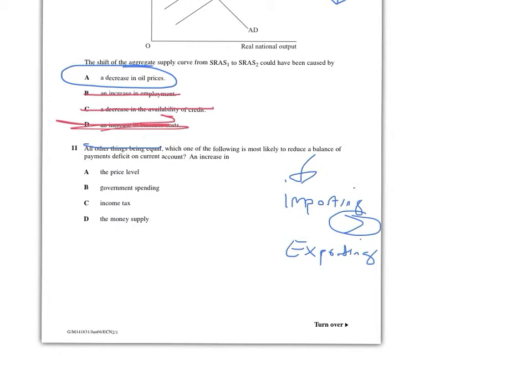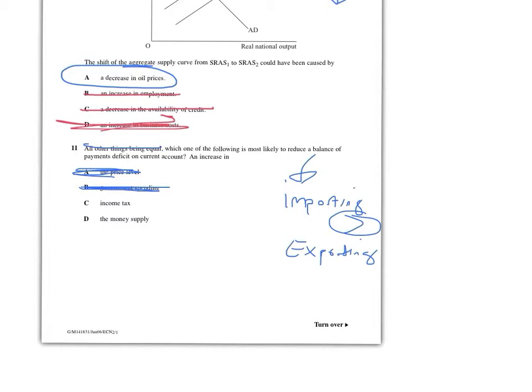Which of the following is most likely to reduce the balance of payments deficit? Okay, what's going to make us export more and import less? Right, an increase in the price level? No, that's going to actually make our exports less competitive, so that'll go the wrong way. An increase in government spending? This would again be wrong because that makes AD go up, which would make our goods less competitive abroad, because with AD going up, our goods will look more expensive.